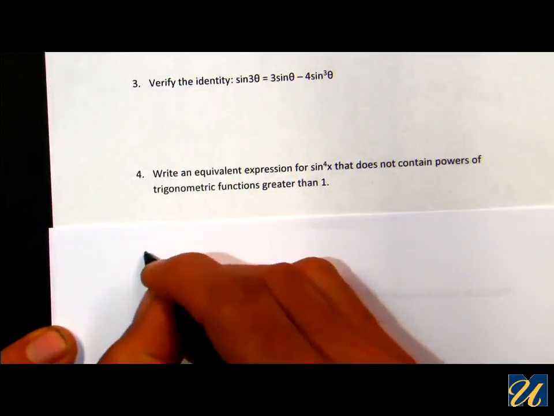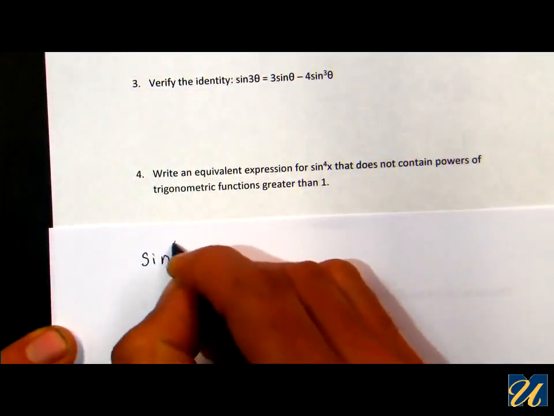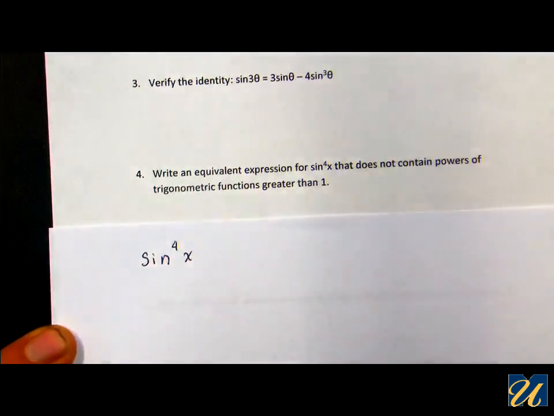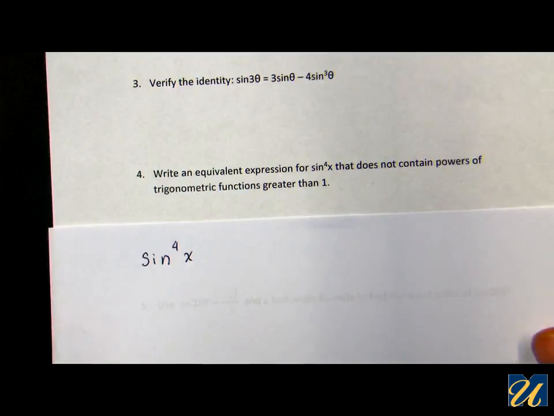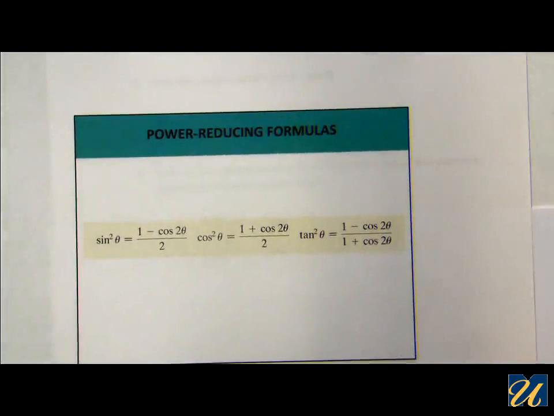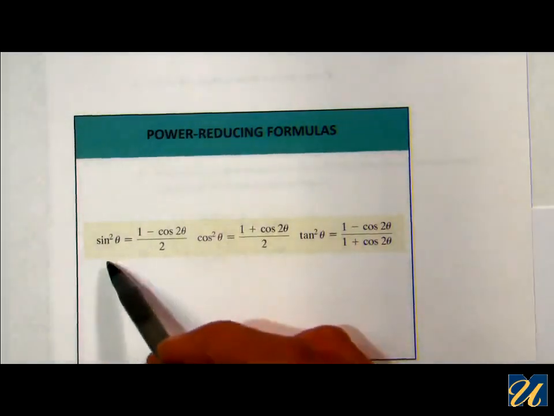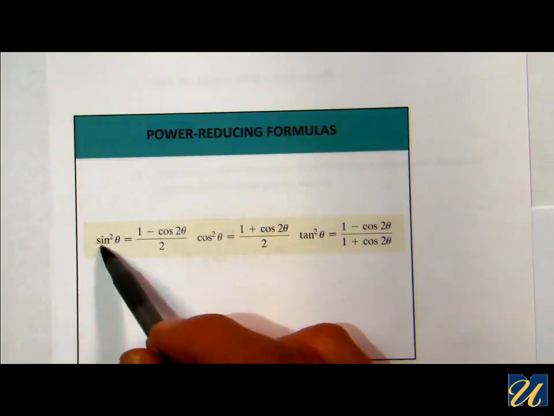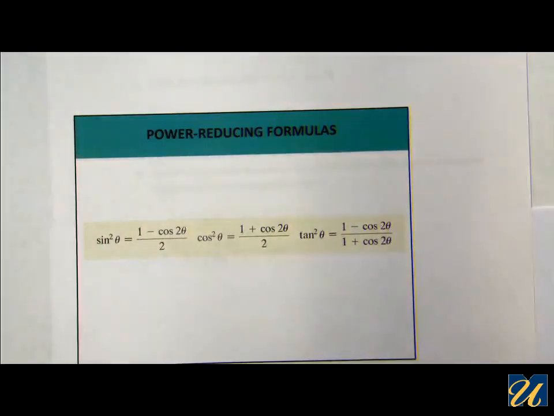We're going to start out with sine to the fourth power of x, and we're going to end up with an expression of many terms that do not involve any trigonometric powers other than 1. Okay, so we need our power reducing formulas. Here they are, and we're dealing with the sine function. Now, notice this is only sine squared. We have sine to the fourth.